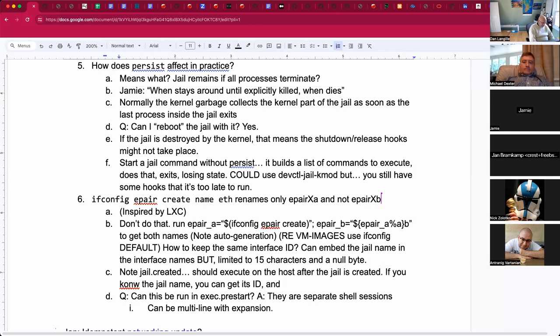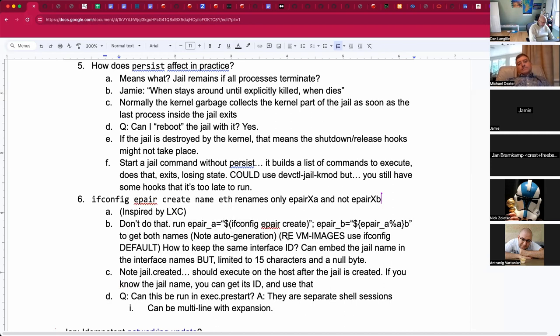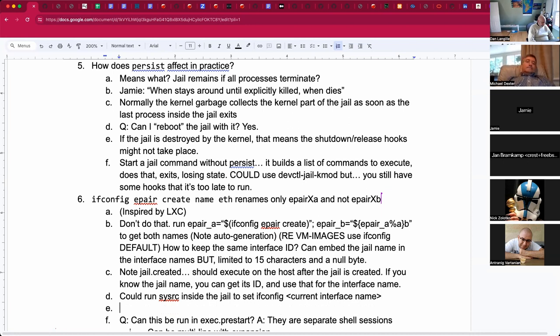But the other thing you can do, if you want the host to assign an IP address to the jail, is inside of jail.created, use jexec to run sysrc inside the jail. You can use sysrc to set ifconfig_<current interface name>, and then just inject this into either the global rc.conf, or if you want it to be cleaner, you can also put it somewhere else. There are a bunch of places to put it.